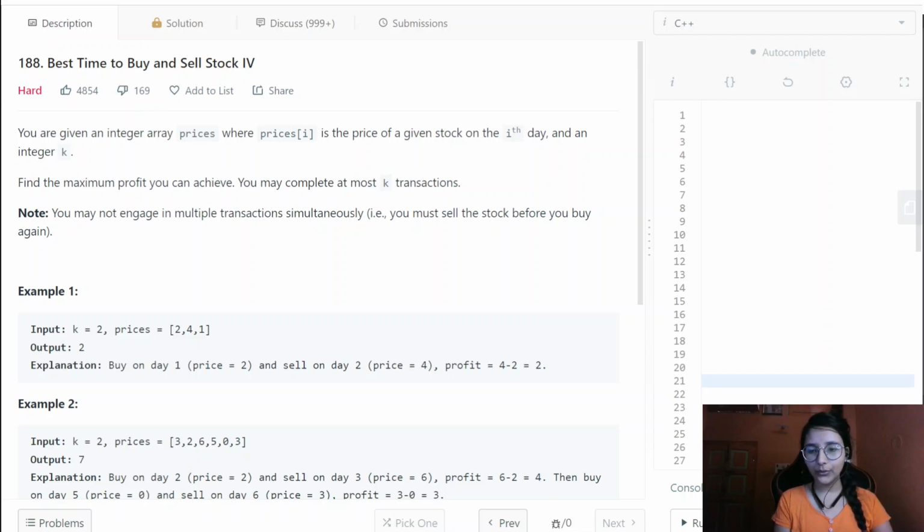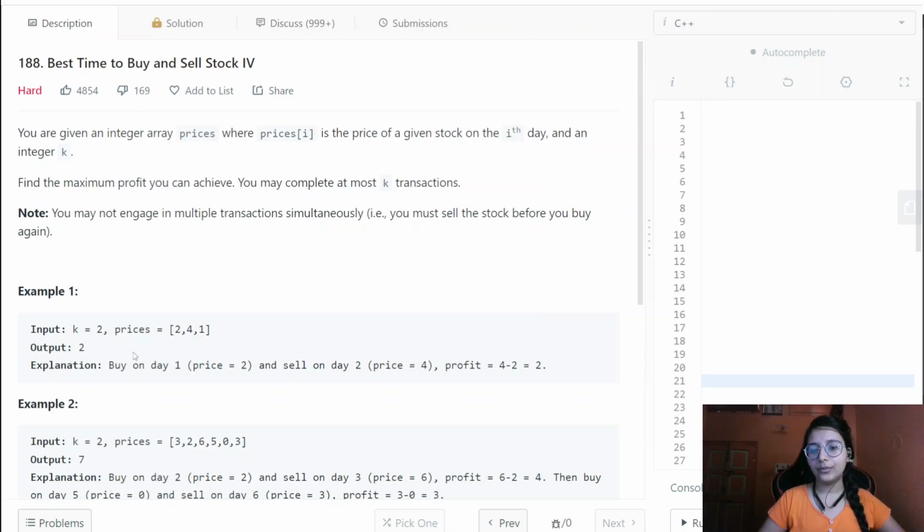So today we are going to do the Leetcode daily challenge, Best Time to Buy and Sell Stock IV. As you can see, it is the fourth version of this question series, right? But still we are not much concerned about the previous three versions. Let us go ahead with this version and see how to solve this question.